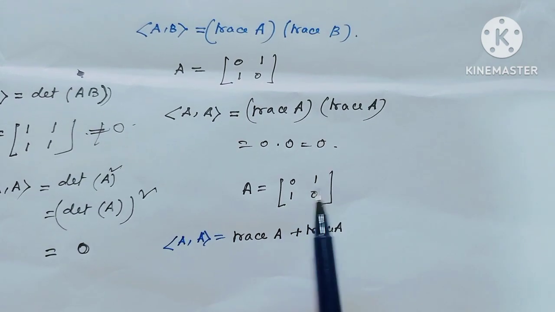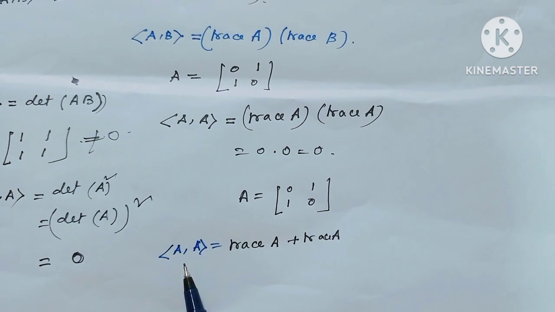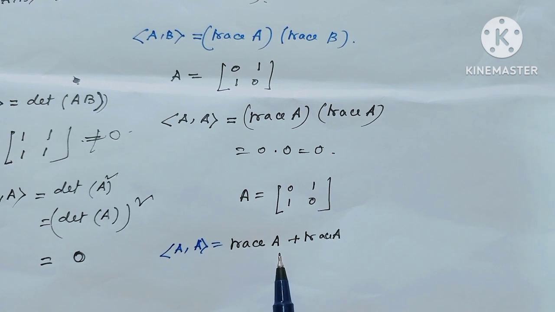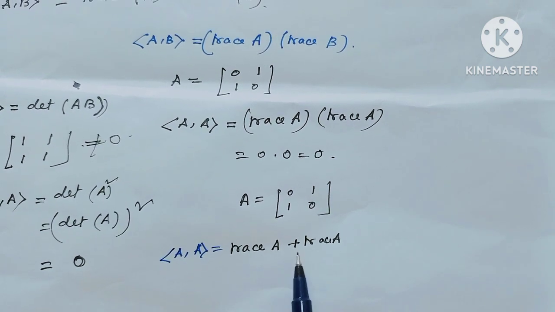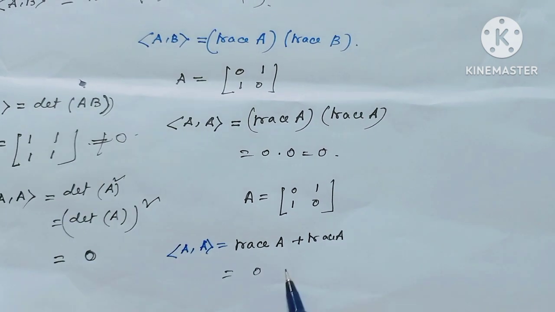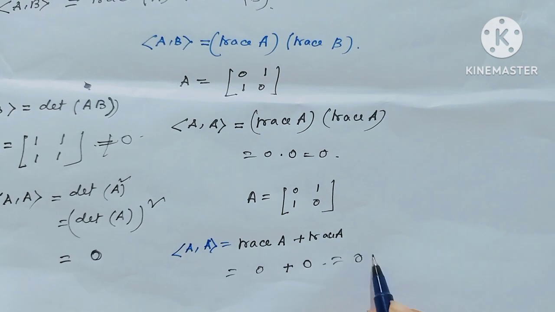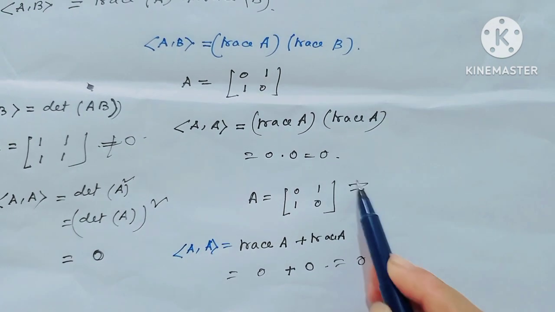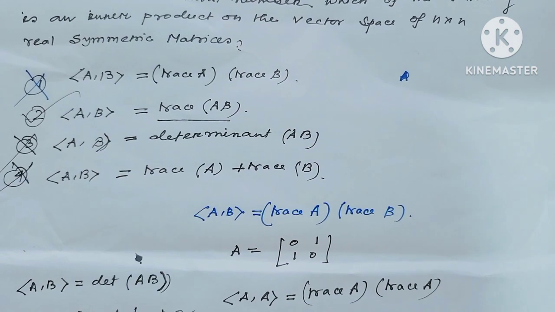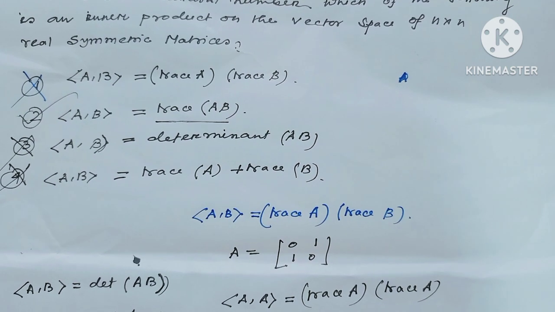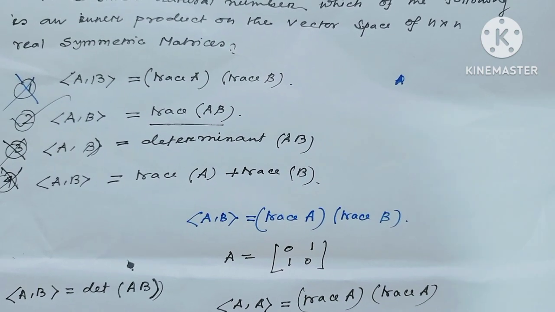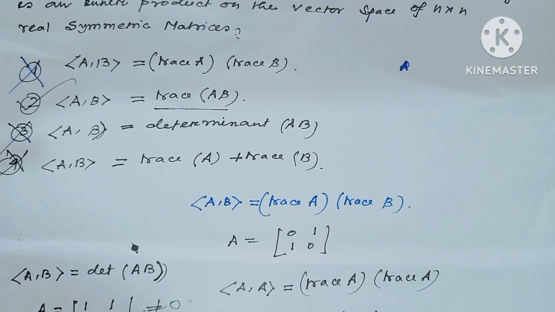Next, consider A equal to 0, 1, 1, 0. Then the inner product of A with itself, since it is defined as trace of A plus trace of B, would be trace of A plus trace of A. Here trace of A equals 0 plus 0, which is equal to 0. But A is a non-zero matrix. So this inner product is also broken. Have you understood why positive definiteness is very important to check an inner product? I hope all my viewers have understood till now.